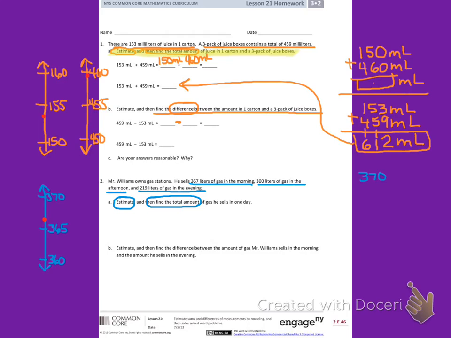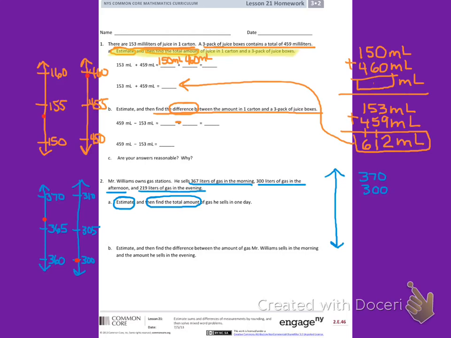I will do the same for the number 300. When counting by tens, I know that 300 comes between 300 and 310 with a halfway mark of 305. When plotting the number on the number line, that's a simple one. It's 300, and I write it right down here. Now the last one is 219. I'll draw it over here.